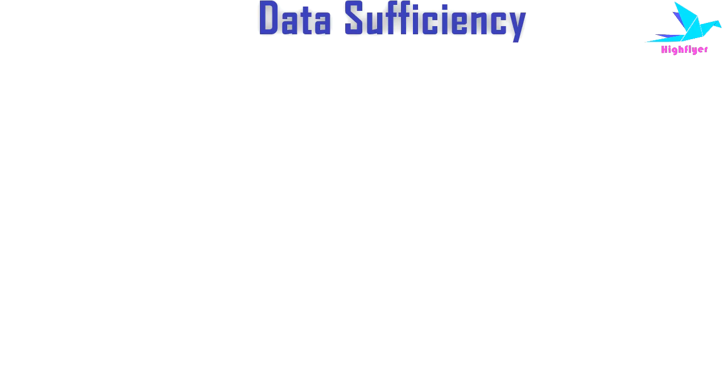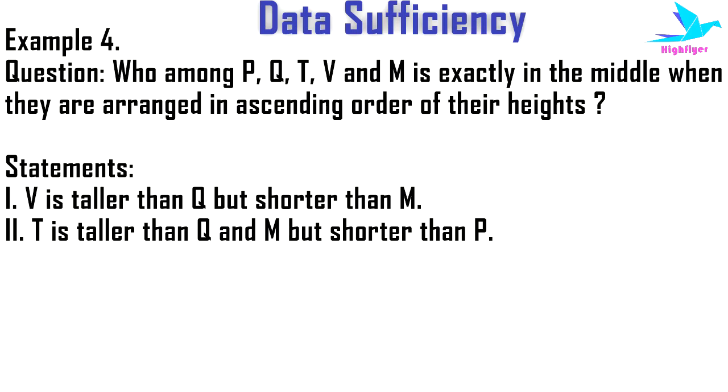Next example. The question here is, who among P, Q, T, V and M is exactly in the middle when they are arranged in ascending order of their heights? And the statements are, the first statement, V is taller than Q but shorter than M, and the second statement, T is taller than Q and M but shorter than P.